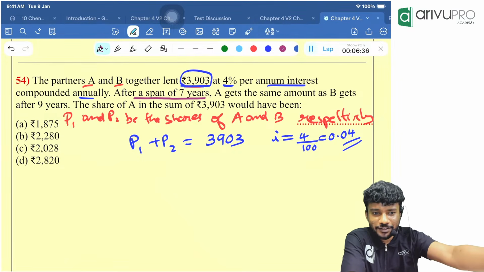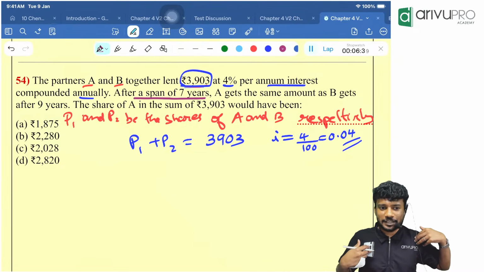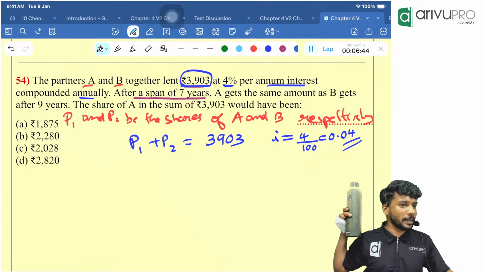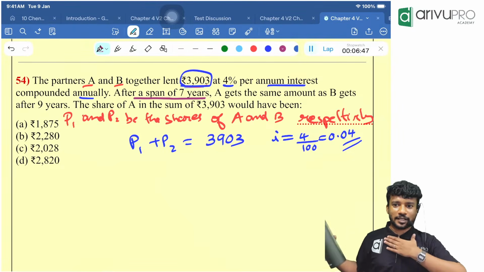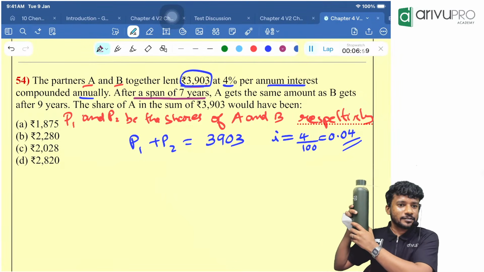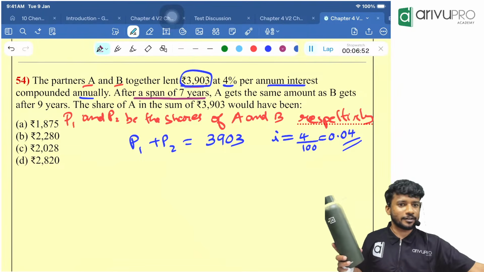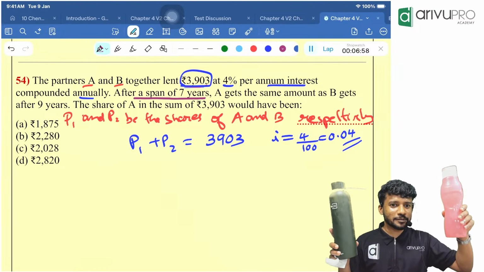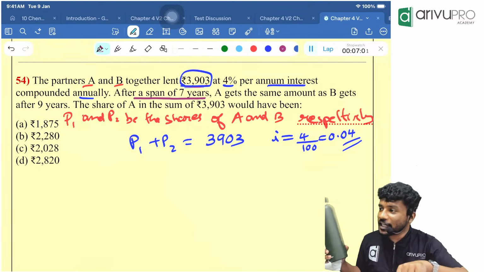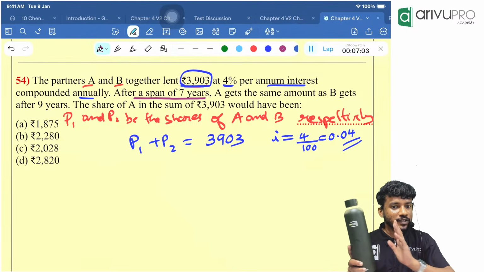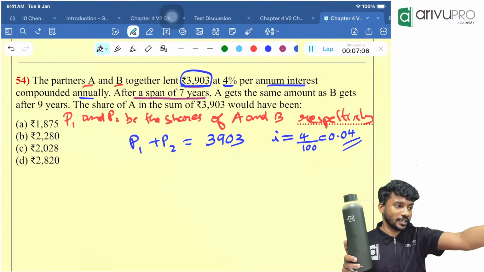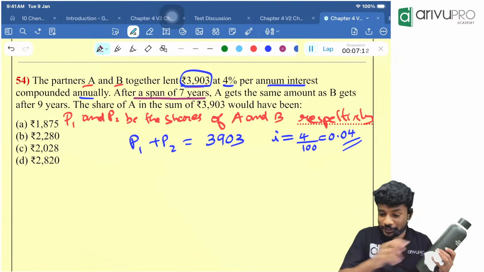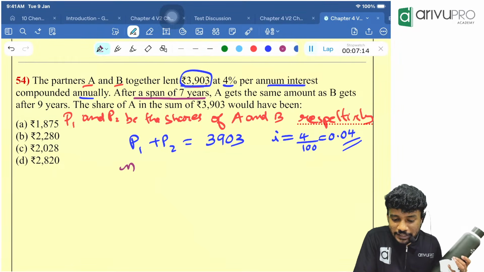After 7 years. For example, I am A, and then another person is there, this person is B. So two people are there. First person is me, A. This one is A, this one is B. What are they telling? After a span of 7 years. After a span of 7 years means after 7 years. Can I take N1 as 7 then? For the first person, our green boy, N1 is nothing but 7 years.